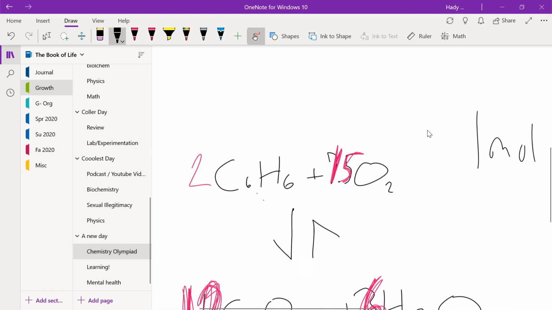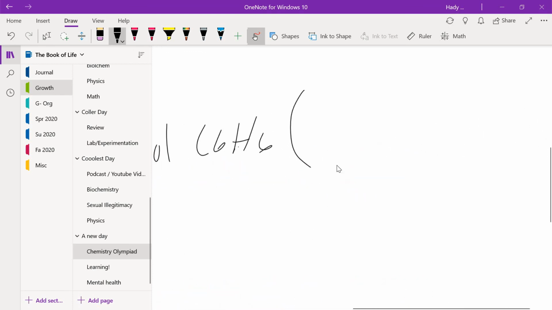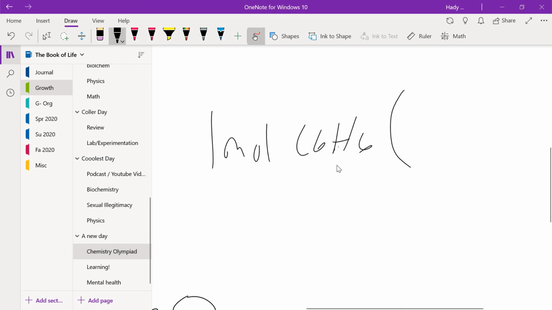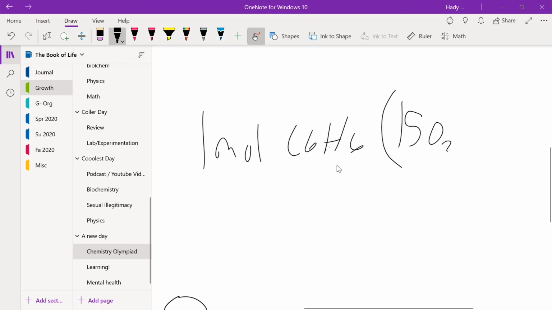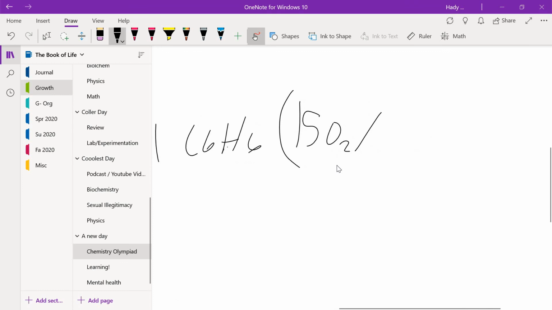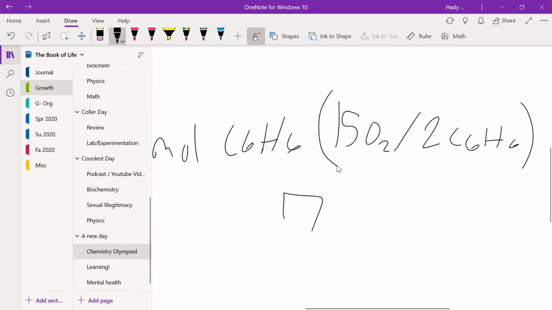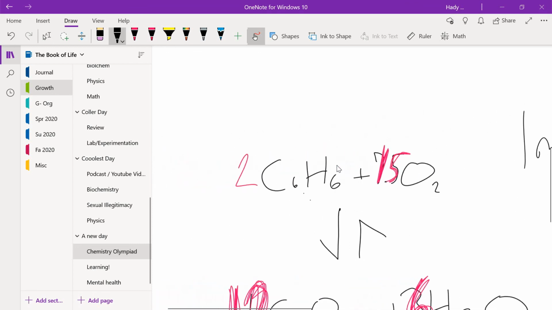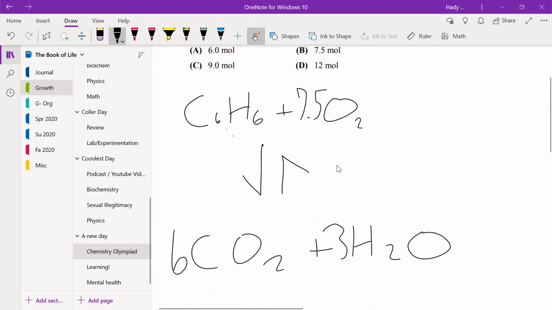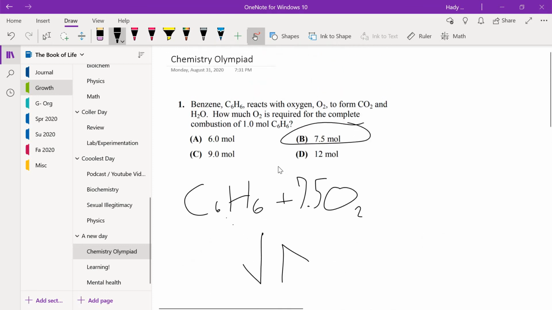times, well, you're trying to get how many oxygens there are. So there's 15 O2 per 2 moles, or per 2 C6H6. You're still going to get this. You're still going to get 7.5. Either way, I mean, it's just a little weird, I just think this is a weird sort of question, but it's also very straightforward. Like, no. So that's all for today.